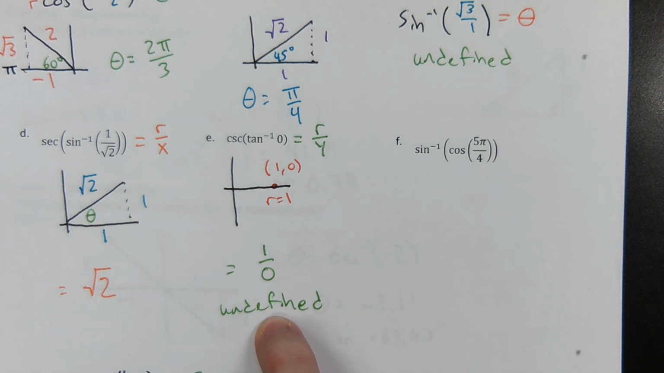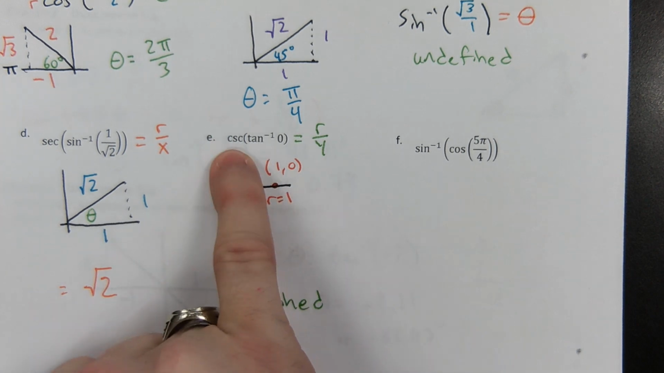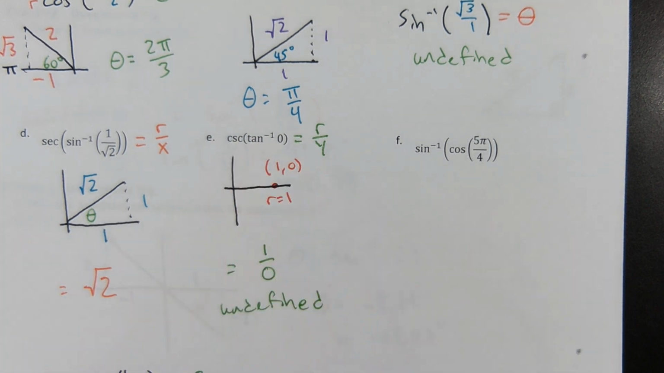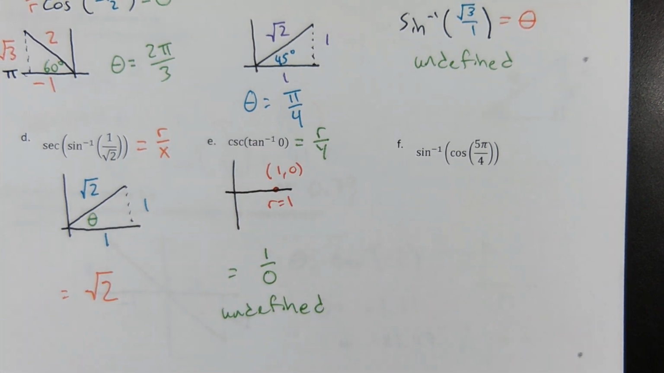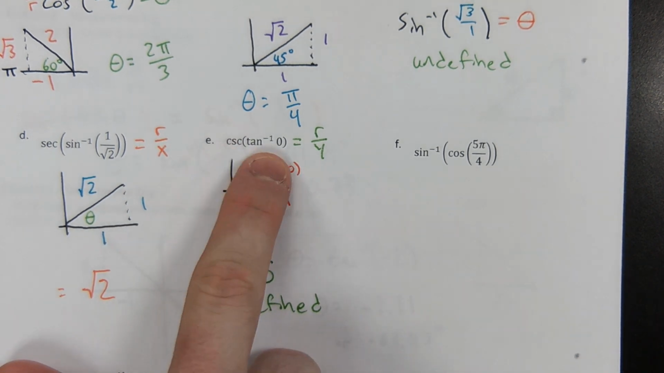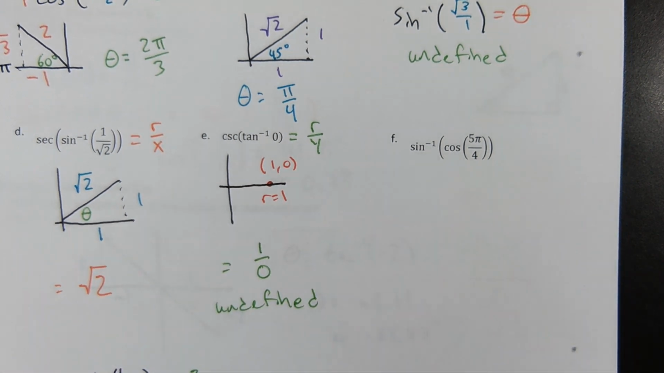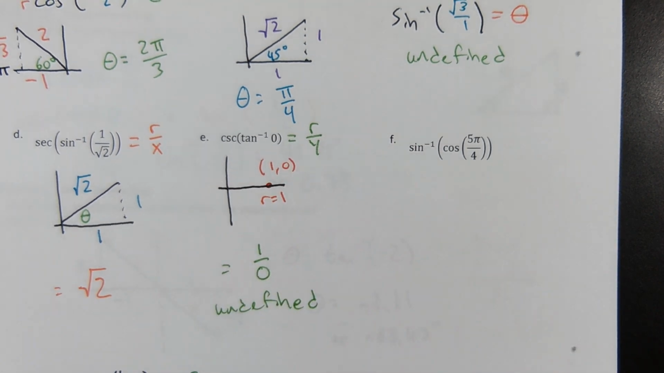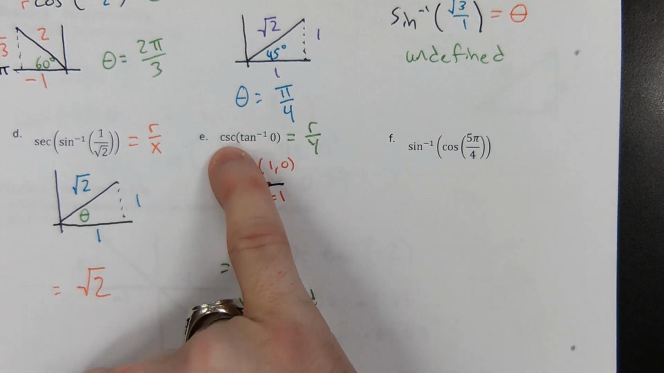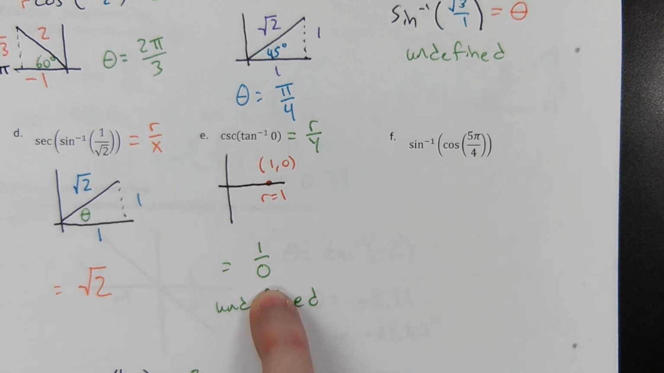Completely different reasons. Had this said secant of tangent inverse, we would have been fine. Because it would have been r over x. So if this had said secant of tangent inverse of 0, the answer would have been 1. If it had said sine of tangent inverse of 0, we'd have been fine, because it would have been y over r. We would have gotten 0 as our answer. It specifically is undefined because it asked you to divide by y, and y here is 0.